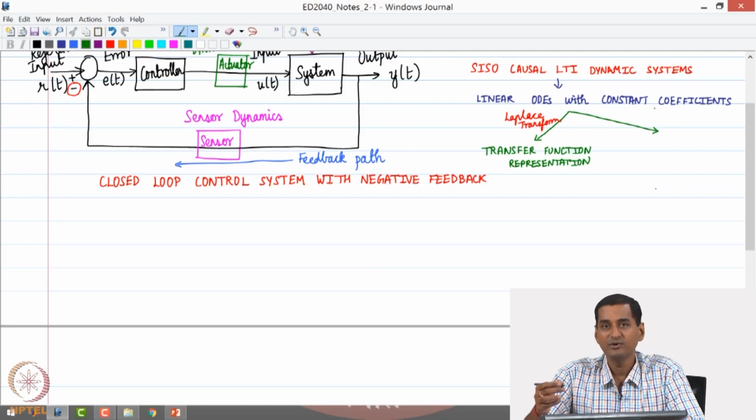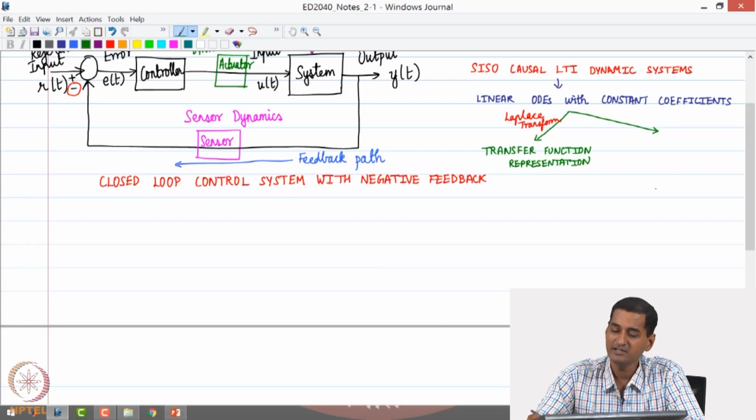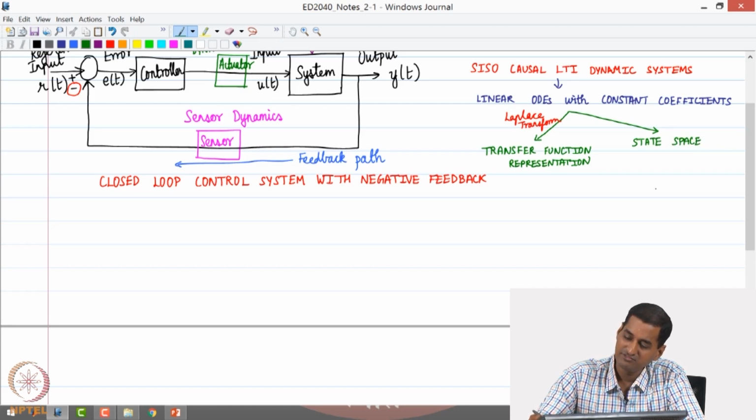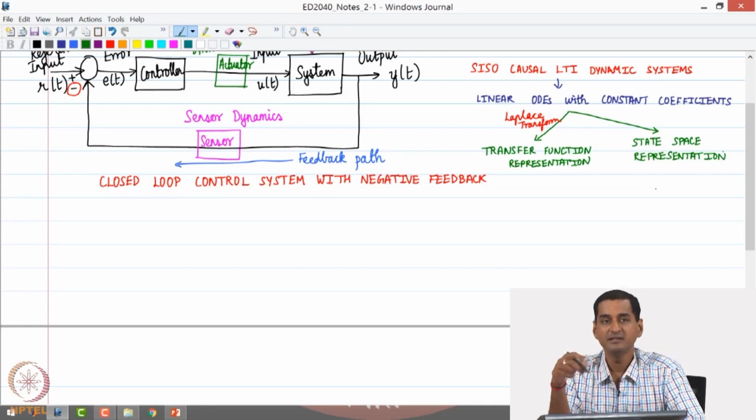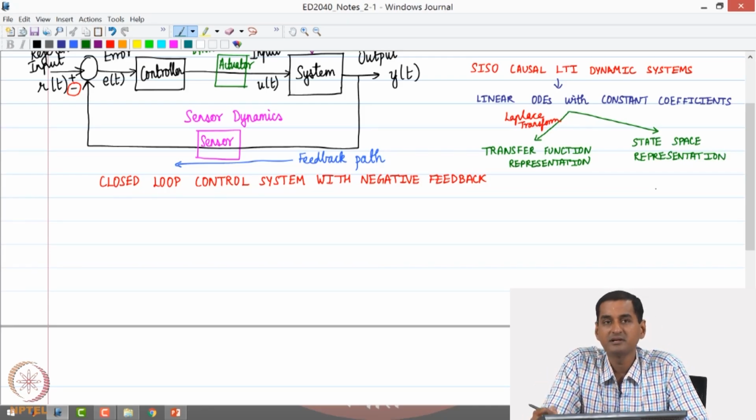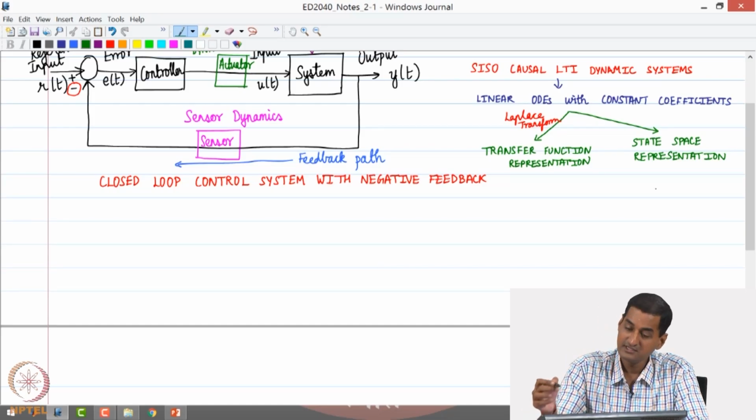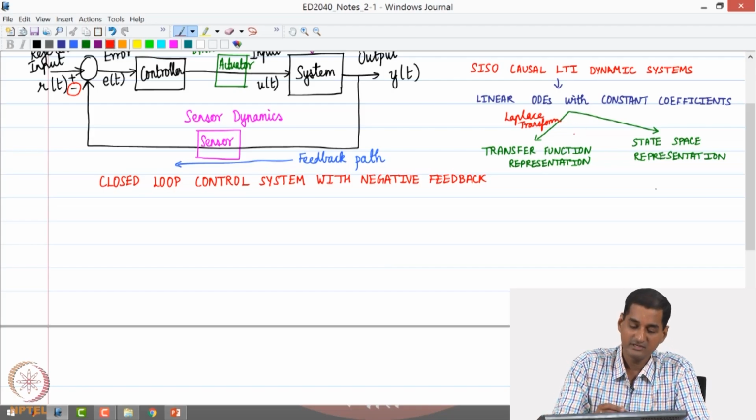But then let us say I stay in the time domain itself, I do not want to go to the complex domain. Then what we typically do is that we rewrite the governing ODE as a set of first order differential equations, and then we get what is called a state space representation of this class of systems, okay. So, in this particular course we would learn both representations, okay, both the transfer function representation and the state space representation, but predominantly we are going to look at the transfer function representation, okay.